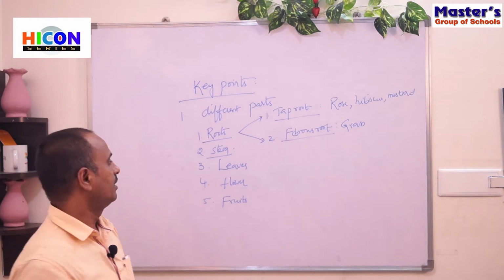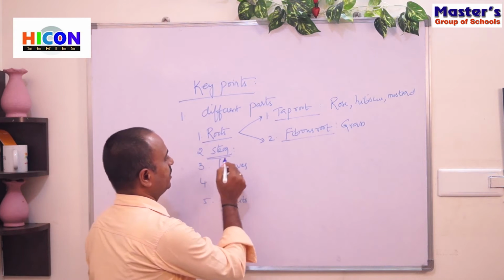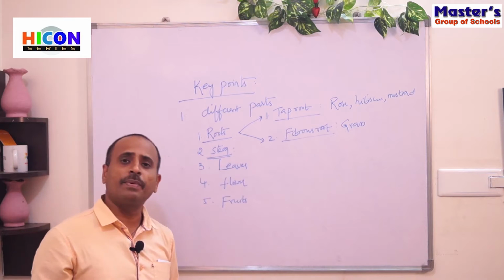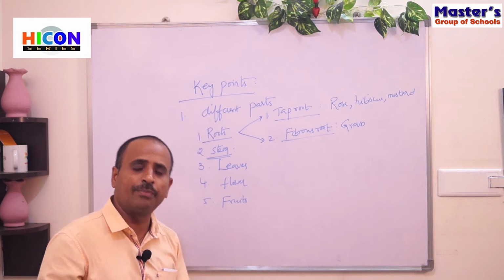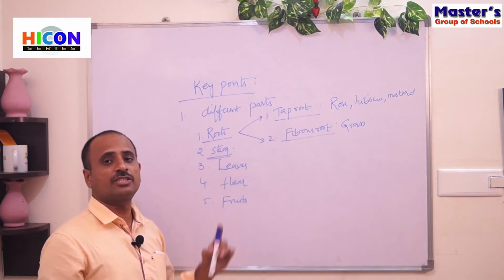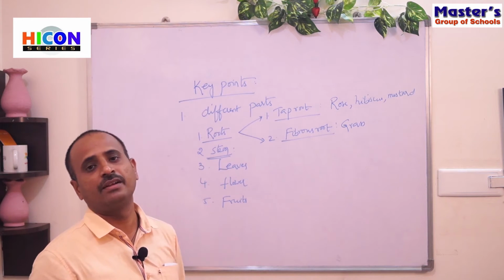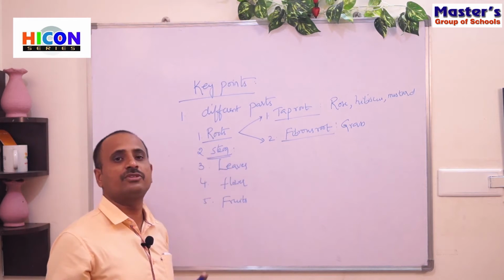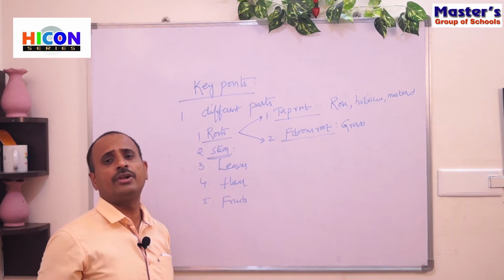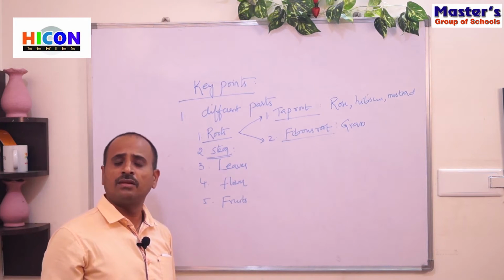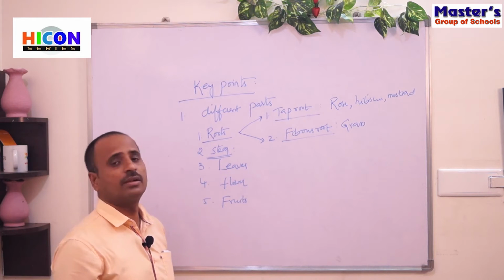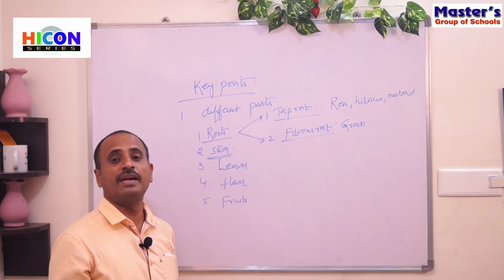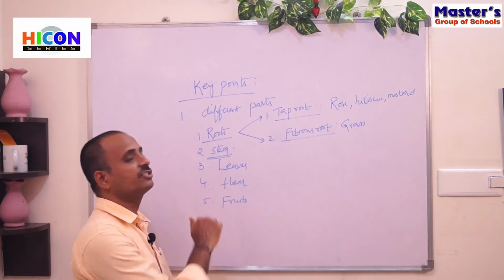Next, the stem gives support for the plant and it supplies the water to every part of the plant, and also it supplies food to every part of the plant. And some plants will store food in the stem, examples potato and ginger are the examples for the plants which store food in their stems.